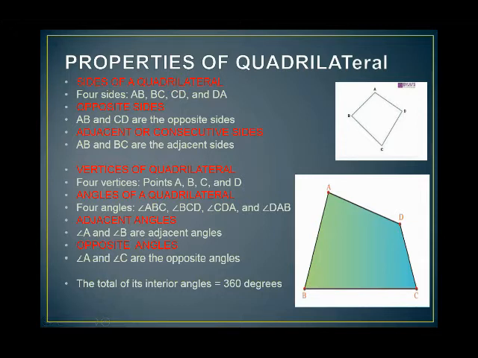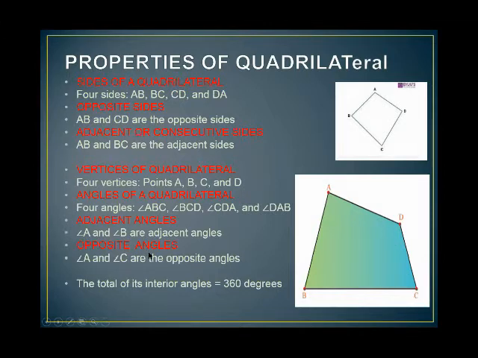And similarly, angle B and angle C are also two adjacent angles. Why we say that? Because they have a common arm. Angle C and angle D, both have a common arm and they are also adjacent angles.